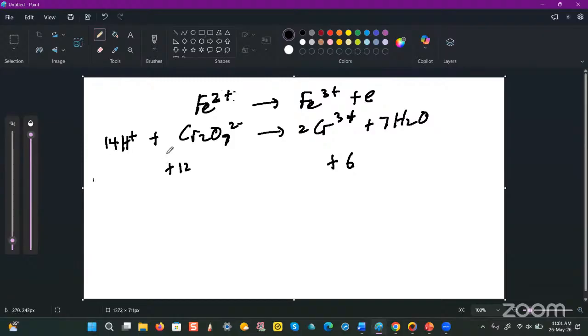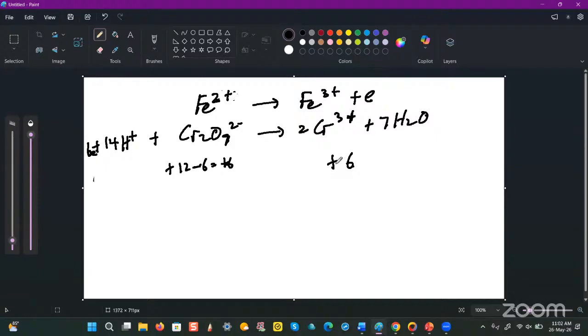So the question now becomes how many? Remember now, each electron has a minus 1 charge, right? So the question is how many negative charges, or how many electrons, do we add here to reduce a total of plus 12 to plus 6? Exactly, so we add 6 electrons here. So by adding 6 electrons here, you reduce this to plus 6 on this side, which balances with the plus 6 on the right side, all right?